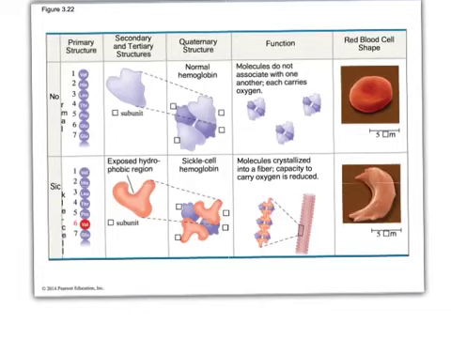Now that changes the structure. So the normal secondary and tertiary structure gives you a globular protein, allowing for interaction. However, when you replace the glutamic acid with the valine, you end up with exposed hydrophobic regions, a different shape of secondary and tertiary structure, basically altering the function of the hemoglobin protein itself. Therefore, molecules crystallize into a fiber and end up giving you a different structure of the red blood cells themselves. Prevents them from adequately binding oxygen.